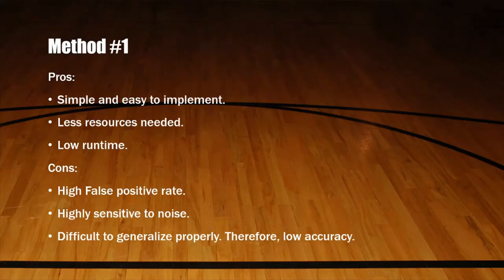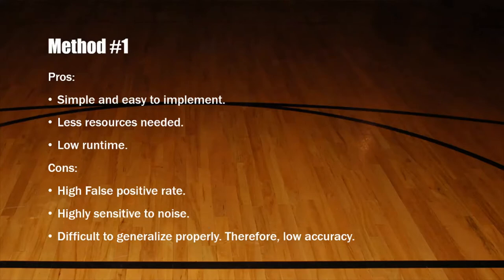So now let's look at some pros and cons of method one. The pros of method one is that it is simple and easy to implement. You are just doing thresholding and then some calculation on the percentage change and then comparing with the thresholds, which is easy to implement, obviously. Next thing is less resources are needed. We don't need much processing power for this. The next point is low runtime. As we are just doing the thresholding, it will not take much time, so it has low runtime. But the cons are immense.